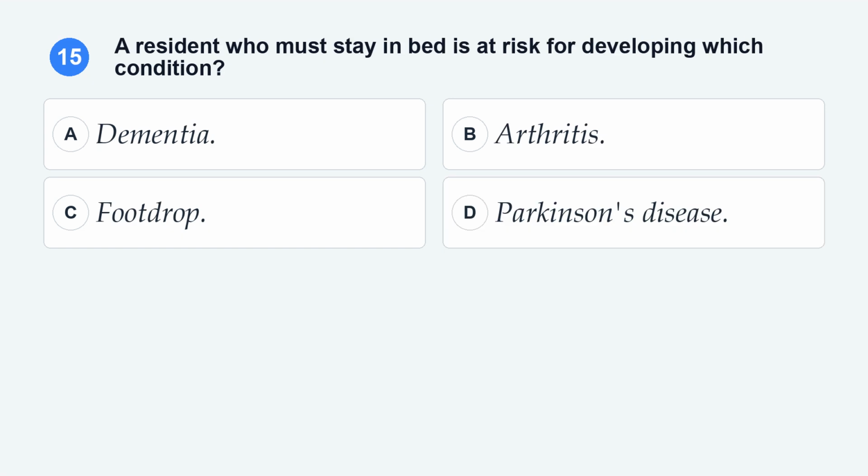Question 15. A resident who must stay in bed is at risk for developing which condition? Option A. Dementia. Option B. Arthritis. Option C. Foot drop. Option D. Parkinson's disease.